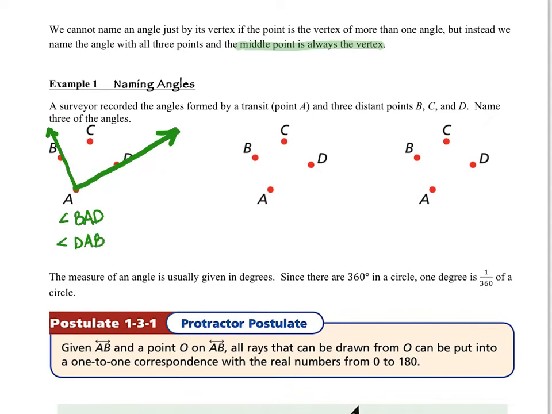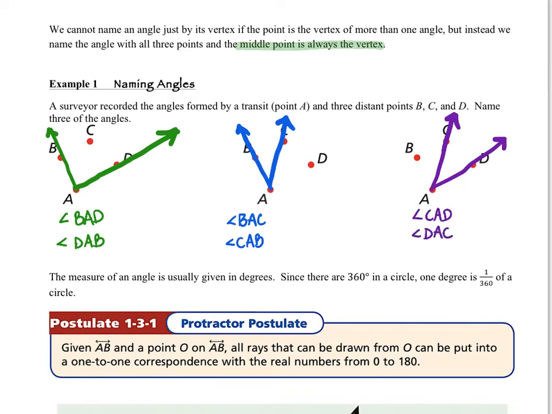In the middle set of points, we're also, again, going to create ray AB, but this time we're going to create ray AC also. And the angle that we've created this time can be either known as angle BAC or angle CAB. On the far right hand side, we're going to create ray AD and ray AC, and we know that we've just created angle CAD or angle DAC.